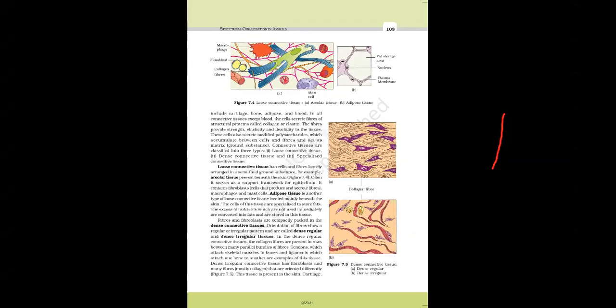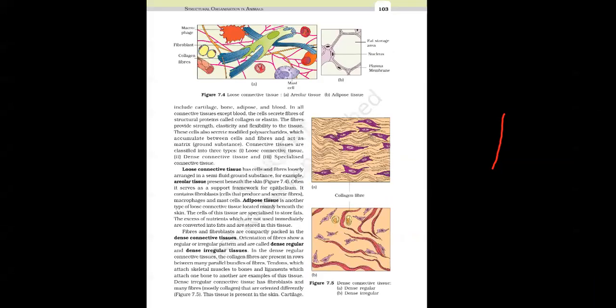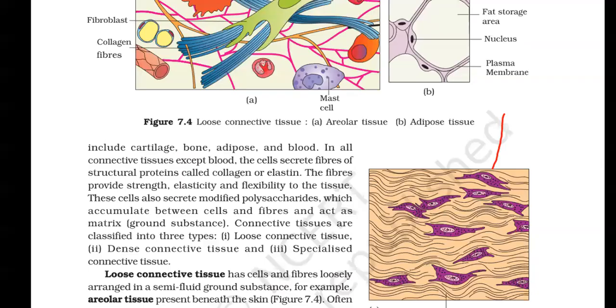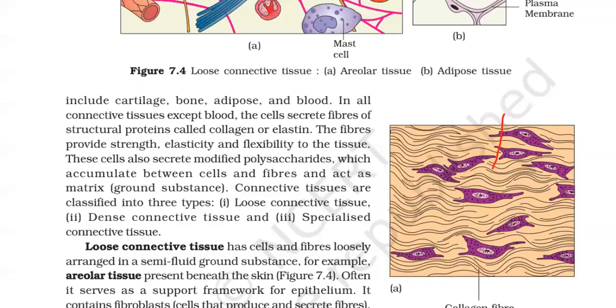Right, so what are all the connective tissues? First of all, you need to know these are the different types of connective tissue: cartilage, bone, adipose tissue and blood. So these are all the different types of connective tissue.